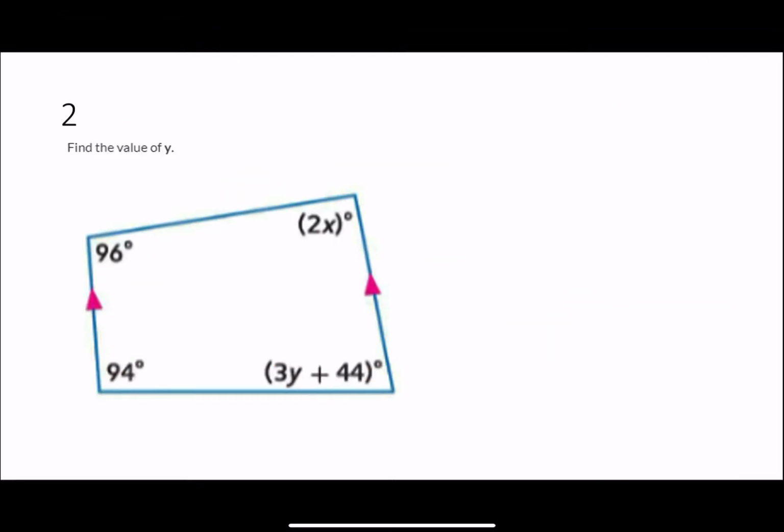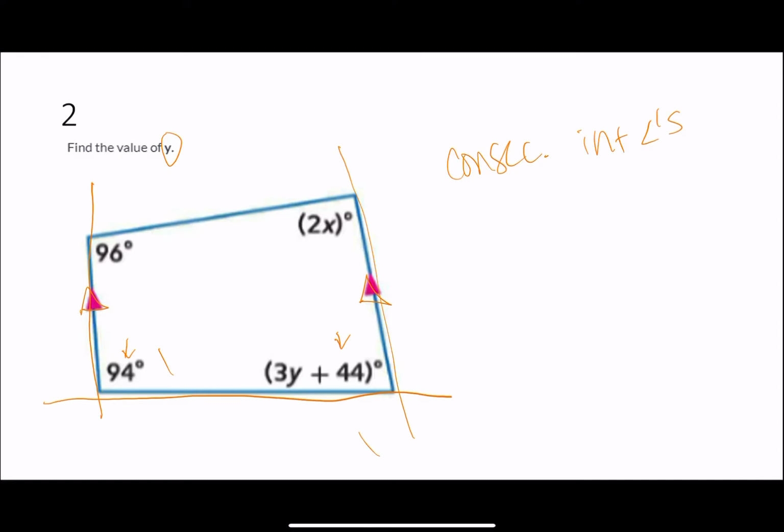And I bet you, if you look at the same shape right here and you're looking for y, hey, look. Parallel lines, transversal. These two angles are on the same side of the transversal instead of alternate sides. And because they are same side or consecutive interior angles, that means they're supplementary. So we could get 3y plus 44 plus 94 equals 180.